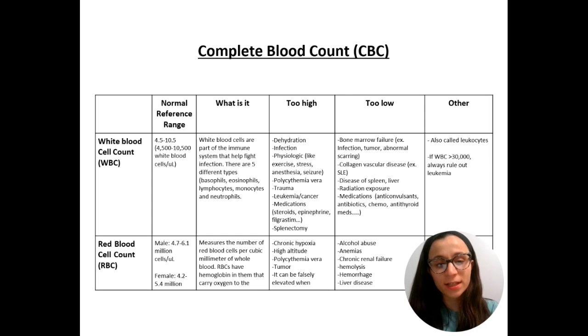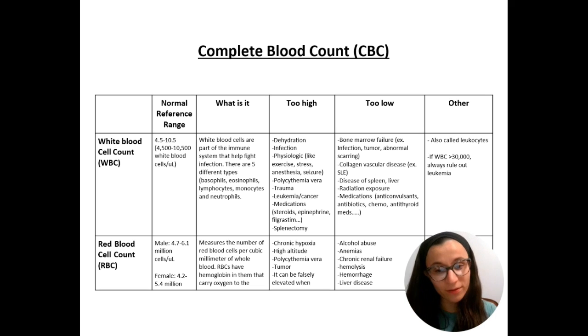Okay, so first we're going to go into the CBC. A CBC stands for a complete blood count. The first thing we're going to talk about is your white blood cell count, your WBC. The normal range is 4.5 to 10.5. White blood cells are part of the immune system that helps to fight infection. So if they're elevated, that means there's an infection present.